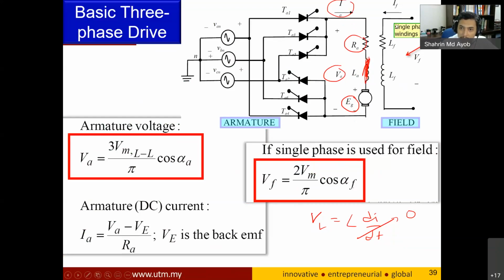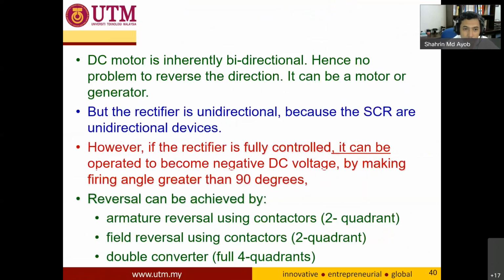And for this circuit here, which is the field circuit, you have the field current. This is only used to generate flux, and that flux will generate the magnetic field inside the motor. I think this one you should know.